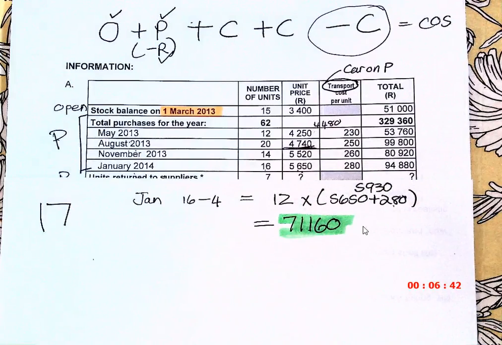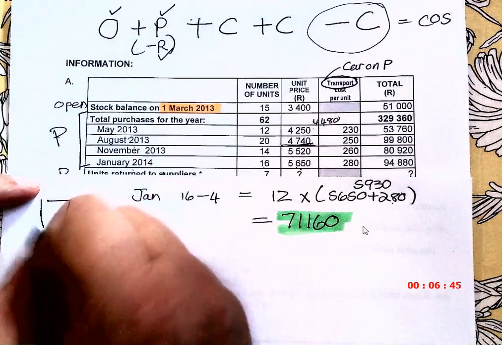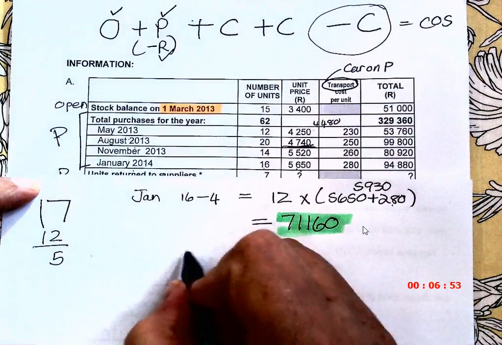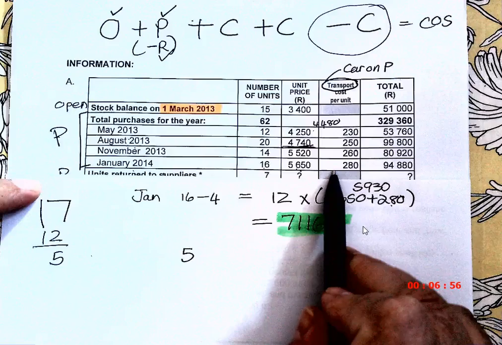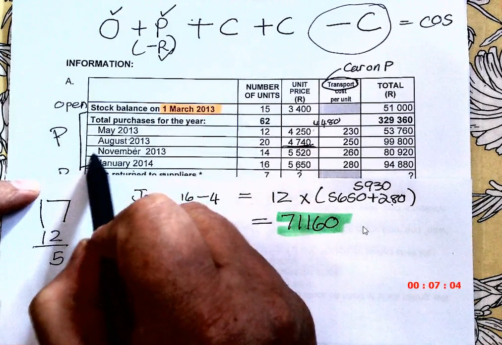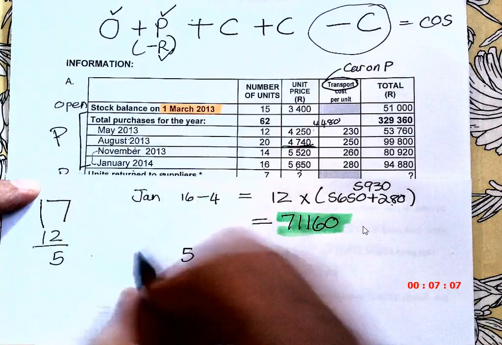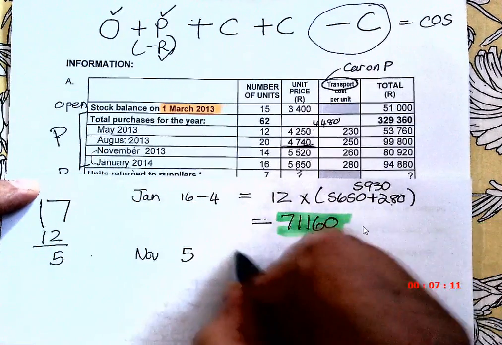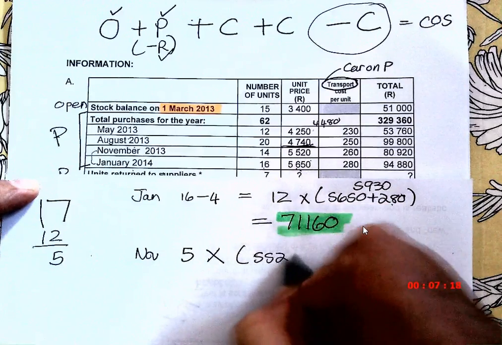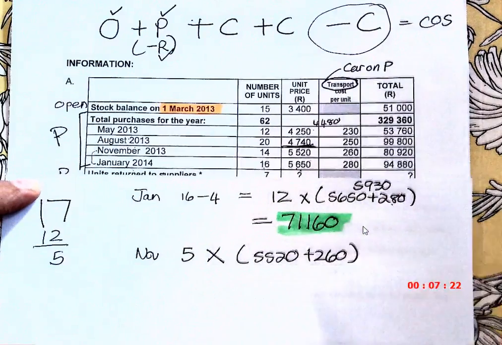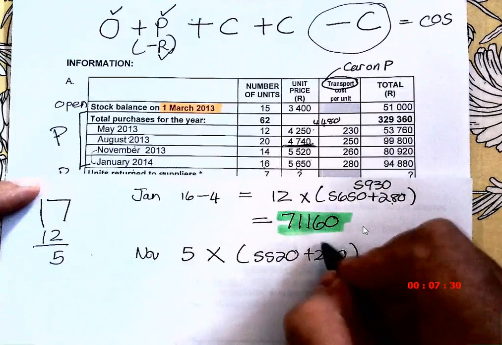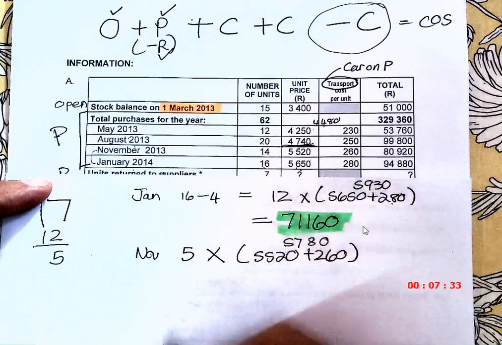How many units am I supposed to value? 17. So what I do is I say, okay, I still need to value 5. I cannot value that 5 at the January price because I didn't buy that many in January. So now I go to the batch just before January, which is November. So I'm going to use November 5 units. So I'm going to say 5 times, what is November? 5,520 plus 260. Again, you can do 2 separate calculations, or you can do one total one like I did. And what do I get the total here? It gives me 0,875. And what's the answer there?